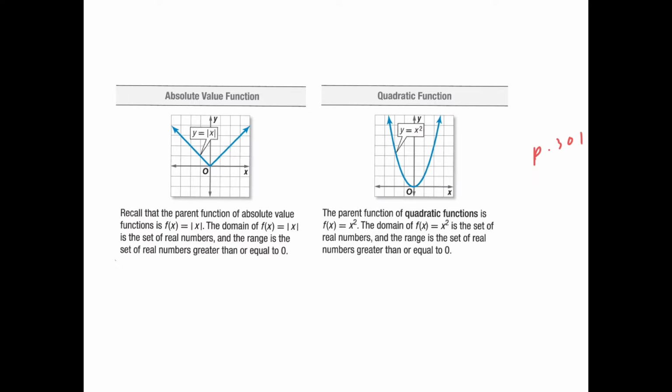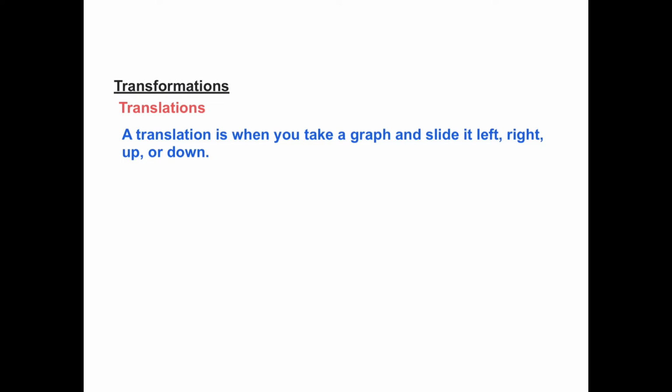Now, we're going to talk about 3 kinds of transformations. The first one that we're going to talk about is called translation. It has nothing to do with language. A translation simply is when you take the parent function and slide it left or right or up or down. Okay? So it's going to be facing the same way. The shape is going to be the same. We're just putting it in a different place on the grid.